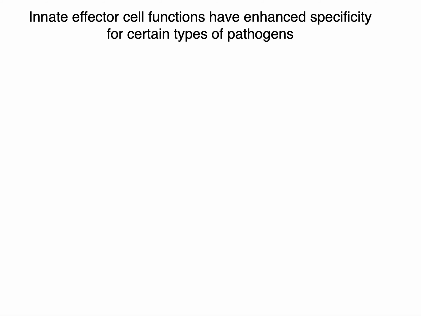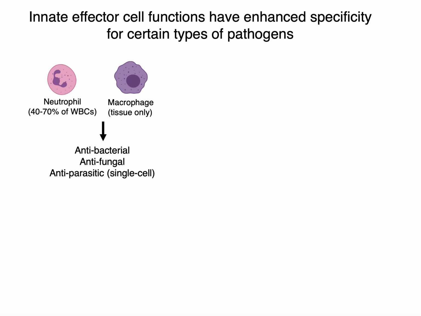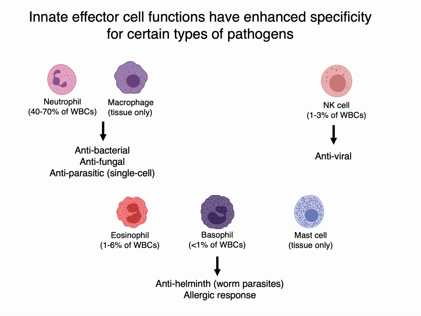These innate cells tend to have enhanced specificity for certain types of pathogens. So for example, neutrophils and macrophages are important in the antibacterial and antifungal response, as well as the response to single-cell parasites. Neutrophils are the most abundant leukocyte and comprise 40 to 70% of circulating leukocytes. Macrophages, of course, do not circulate, as I mentioned previously, and are found only in the tissues. Natural killer cells are largely important in the antiviral response, whereas eosinophils, basophils, and mast cells are important in the anti-helminth response, or against worm parasites, as well as in the induction of the allergic response.